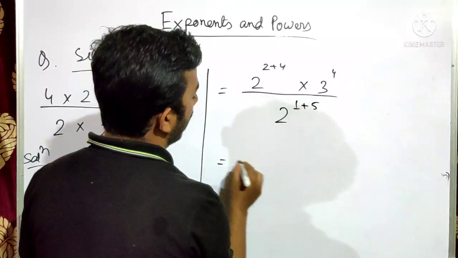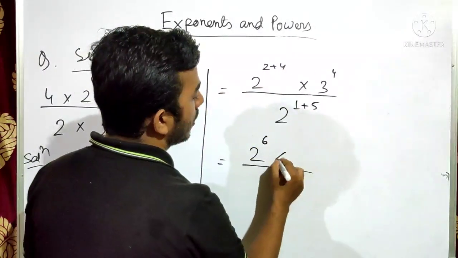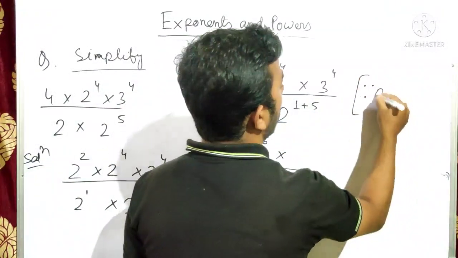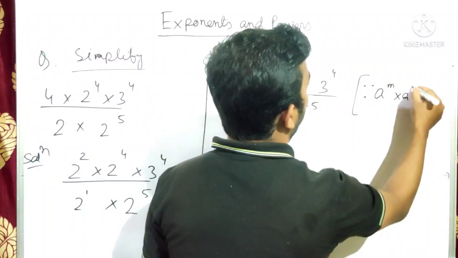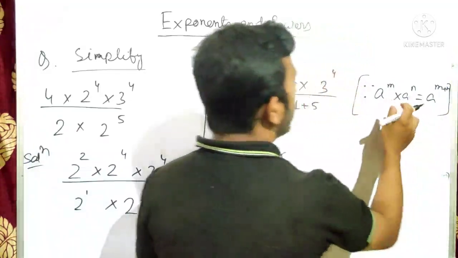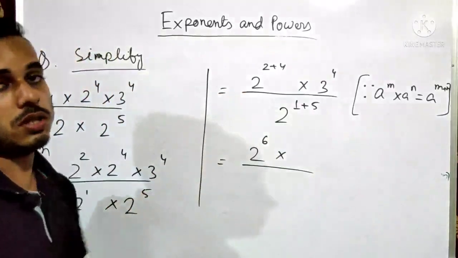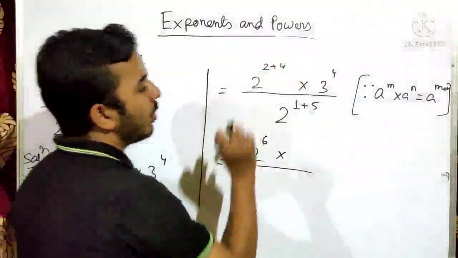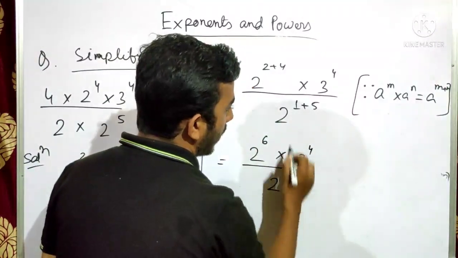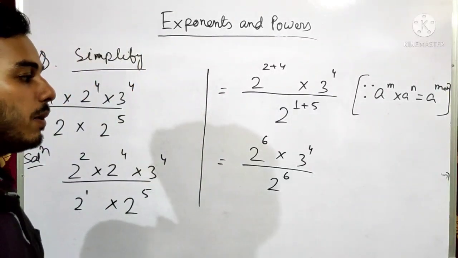Now look, 2 power 2 plus 4 means 2 power 6. In brackets we write the relation: since a power m into a power n equals a power m plus n. By using this relation we have come up to this expression. So 3 power 4, and now 2 power 1 plus 5 is how much? Very easy, 6. Clear? Now again look, we have to simplify it.